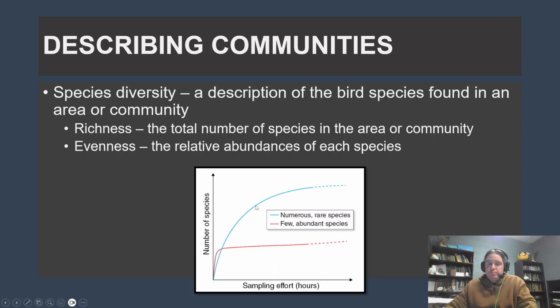Most avian communities are going to be more like the blue line than the red line. If you put in little effort, you might think it's more like the red line. You might go out for just a little bit, you detect a bunch of species, and you're like, oh, that's it. But as you put in the sampling effort, you will see that you'll detect more and more rare species in many communities with effort.